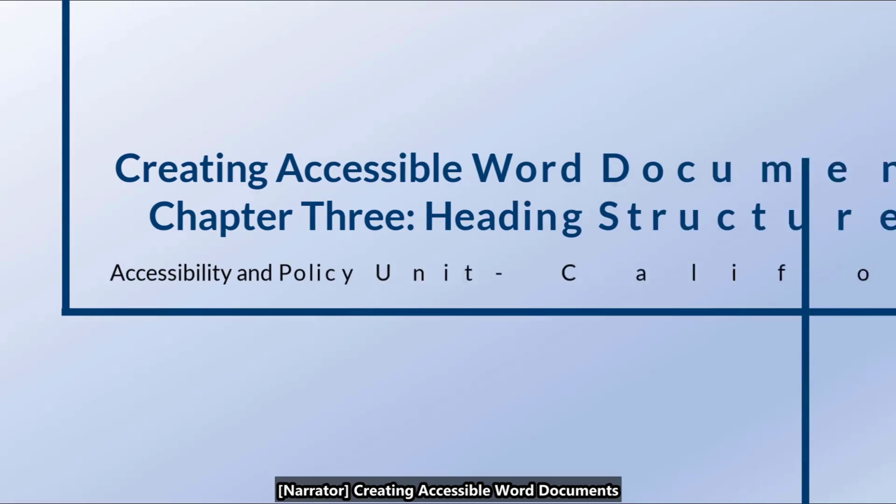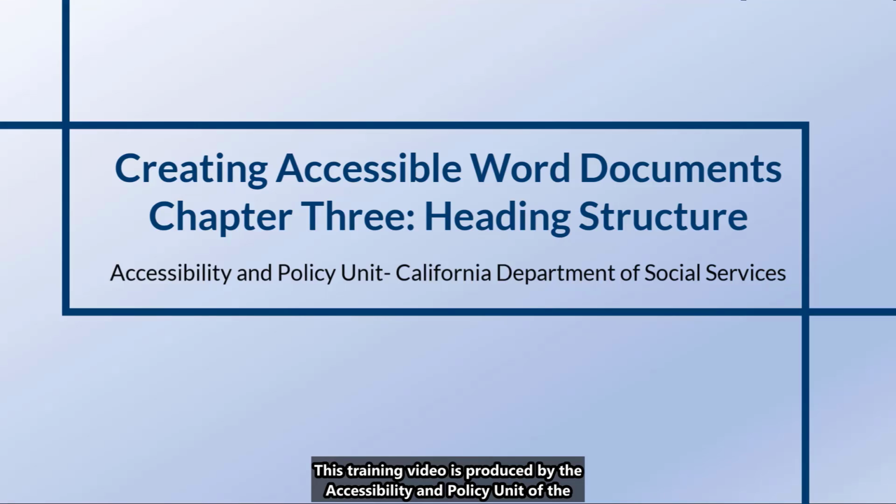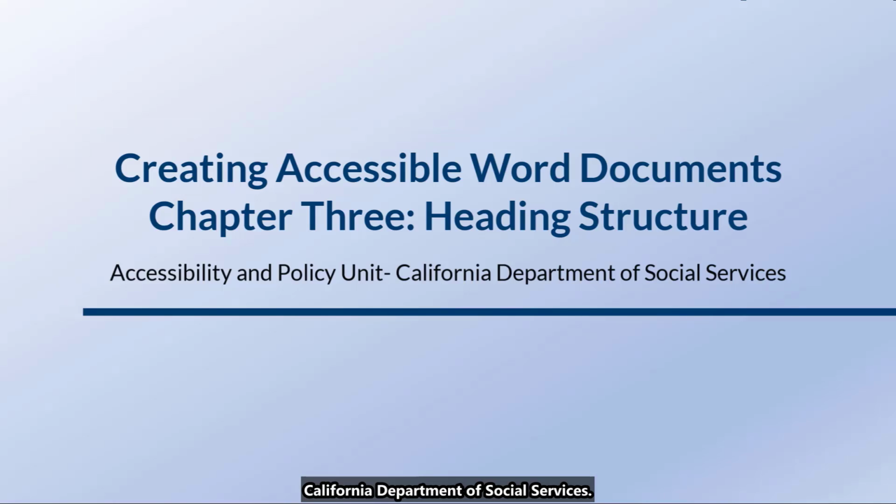Creating Accessible Word Documents, Chapter 3, Heading Structure. This training video is produced by the Accessibility and Policy Unit of the California Department of Social Services.